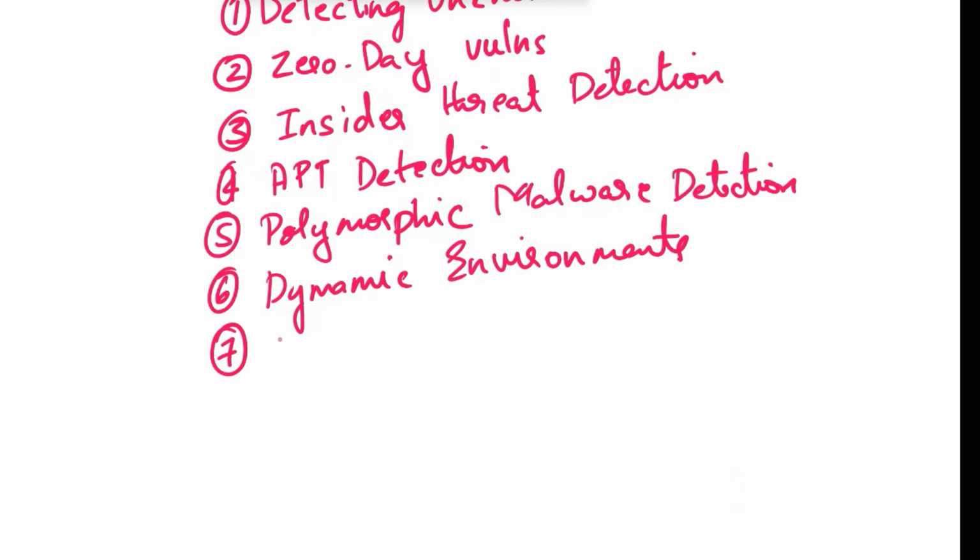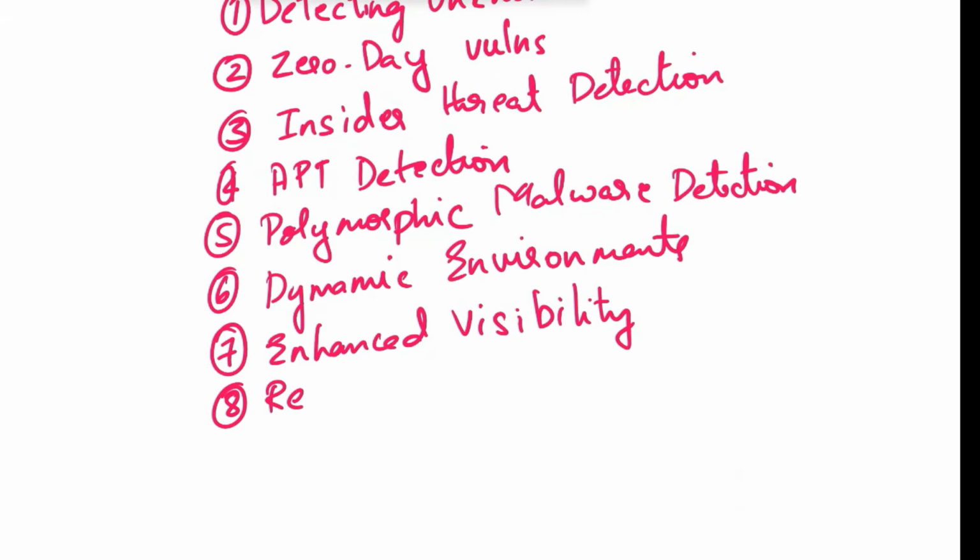Another reason why behavior analysis is important is because of enhanced visibility. Behavior analysis provides deeper insights into how endpoints interact within the network, allowing security teams to uncover hidden connections and anomalous activities that might not be evident through other means. Another reason is because it reduces false positives. Behavior analysis can help reduce false positives by contextualizing alerts. Instead of solely relying on single indicators, behavior analysis can look at a sequence of events, making it less likely to generate alerts for isolated benign actions.